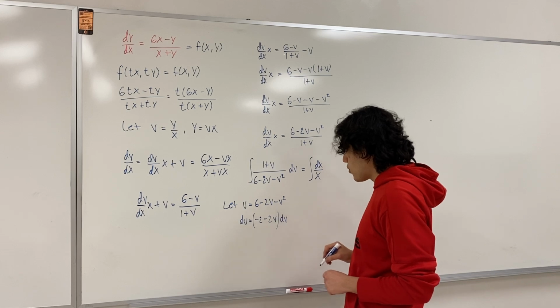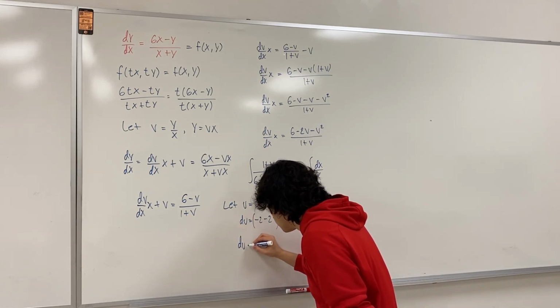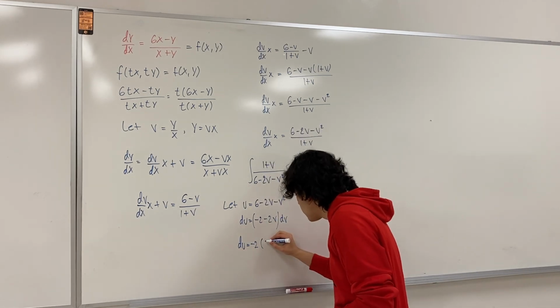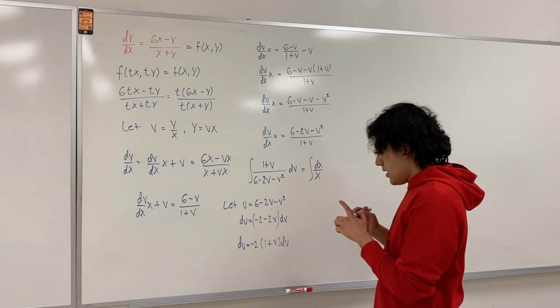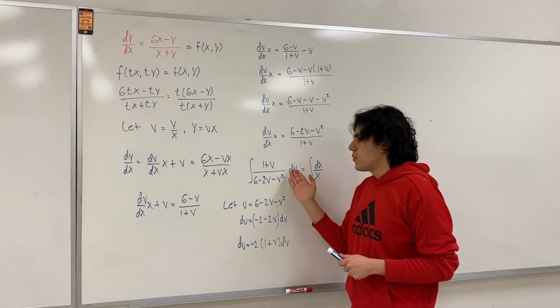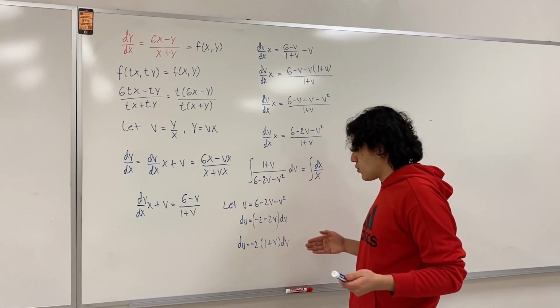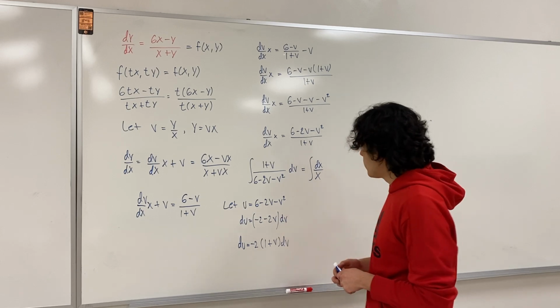Now notice something pretty amazing. You can say that, I'm crouching now, that's fine. Minus 2 times, this will be equal to minus 2 times 1 plus v dv, okay? And notice that 1 plus v dv is what we have in the numerator of our integrand. So this is wonderful because we can just rewrite the numerator as du divided by negative 2, okay?